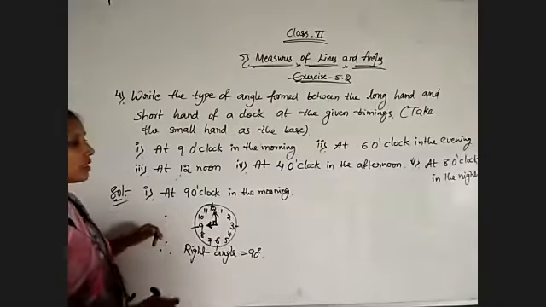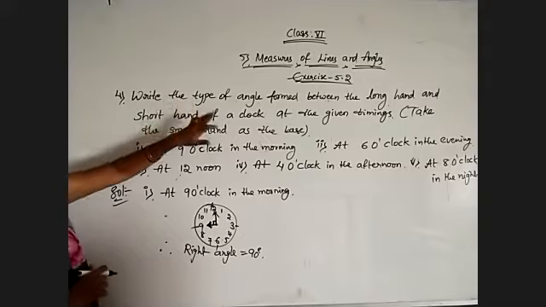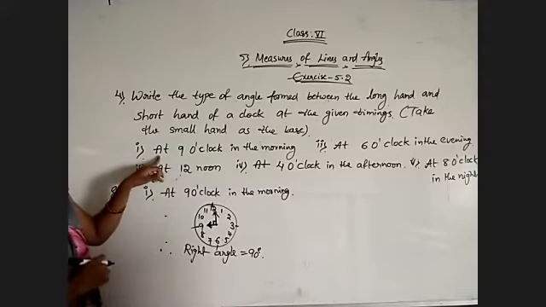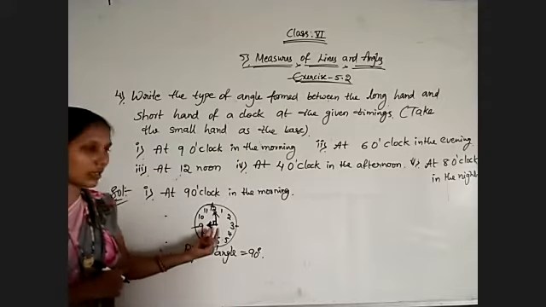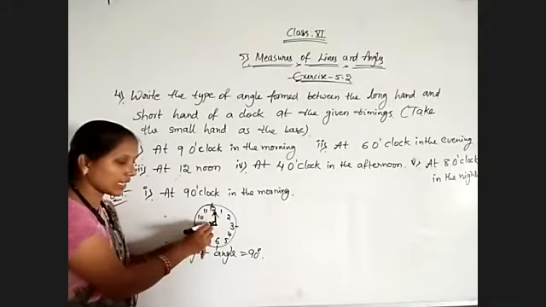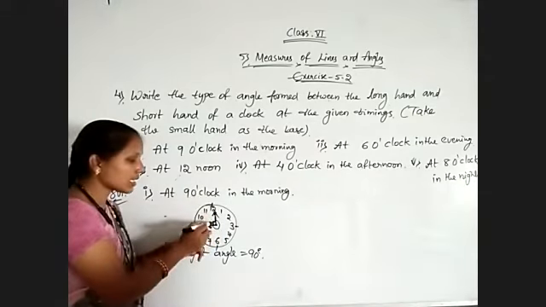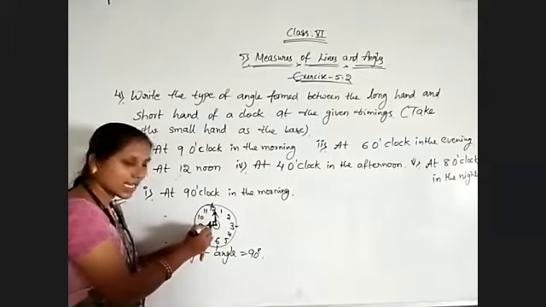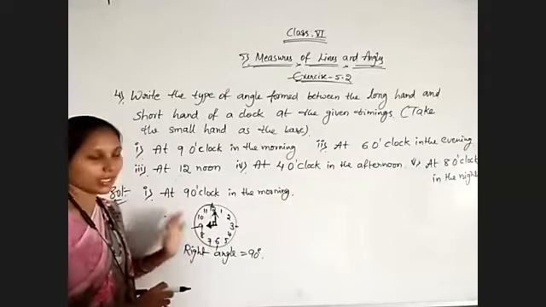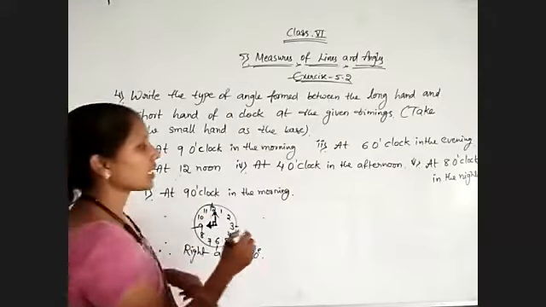I hope you understood. Observe the question: write the type of angle formed between the long hand and short hand of a clock at the given time, at 9 o'clock in the morning. Try to draw the rough figure. 9 o'clock means the time is shown like this. On this side one angle and on this side you will get another angle. In the morning they said, so we need to take the short hand as the base. So this side is 90 degrees. 90 degrees is nothing but a right angle.